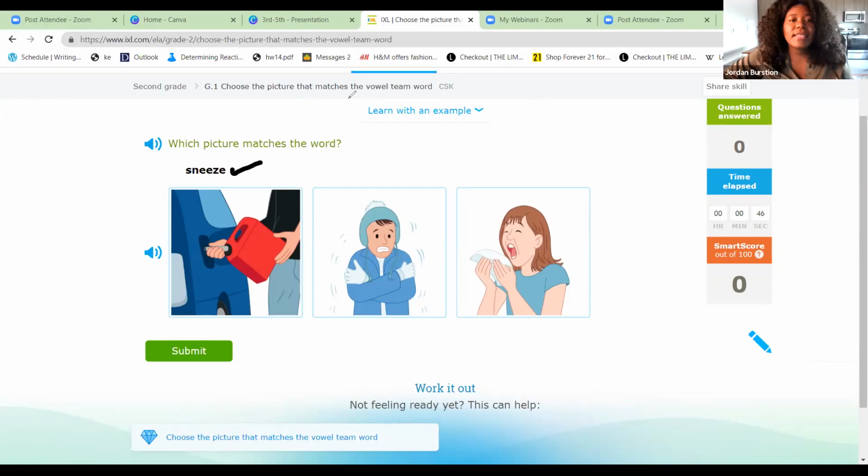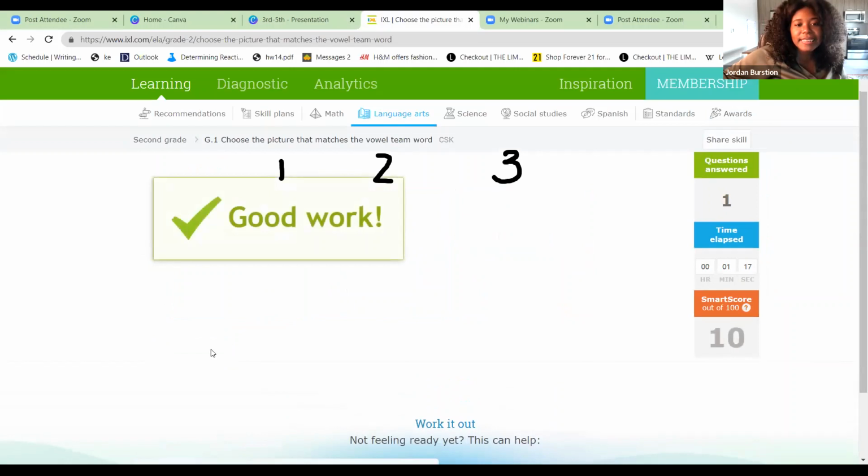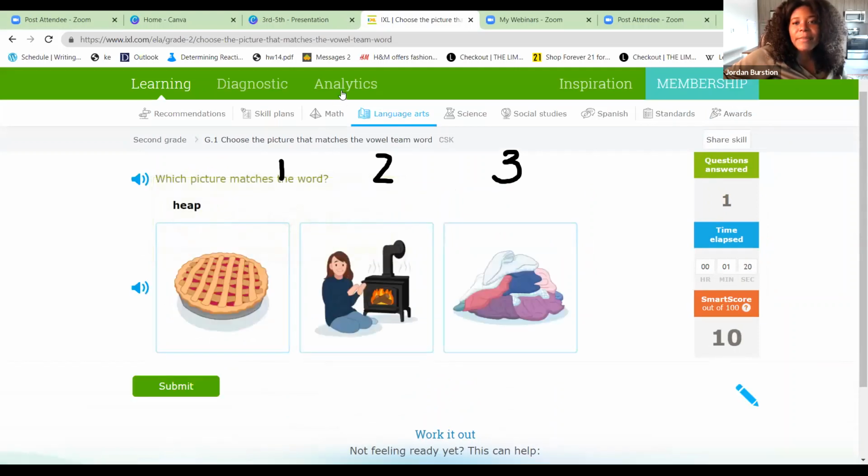So they're asking us which picture matches the word. I'm not going to read the word. I want you to see if you can recognize the word on your own. And you can type in the chat if it's the first picture, the second picture, or the third picture. The last picture, perfect, perfect. It says which picture matches the word sneeze, and here we have a woman sneezing. Okay, we'll do a couple more like this.